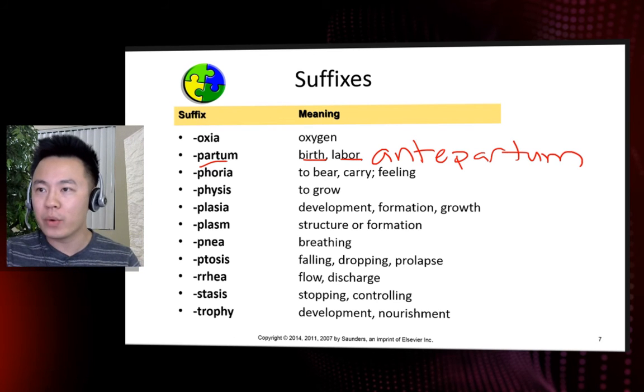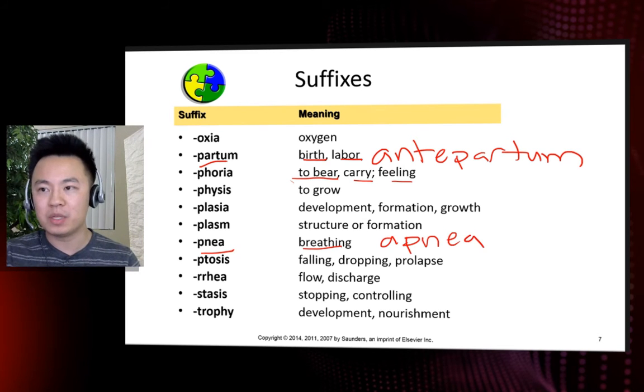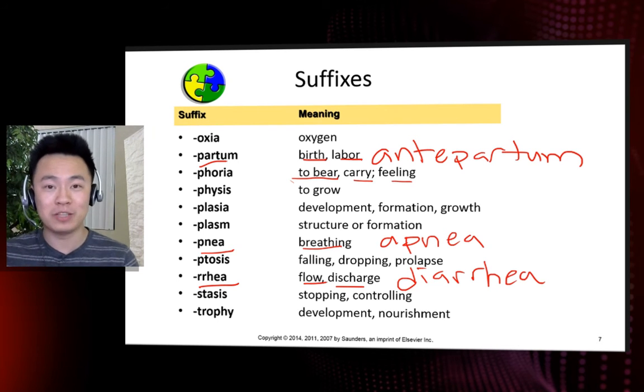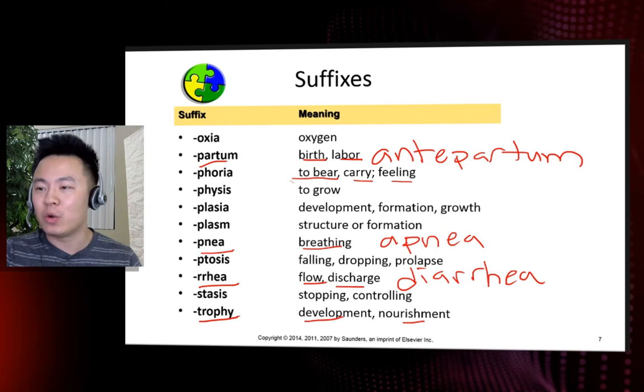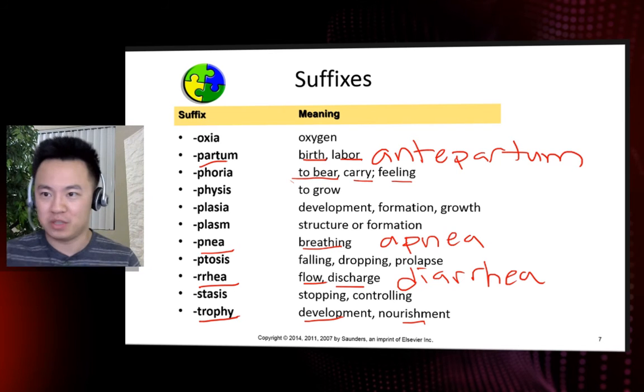We also have phoria, which means to bear, carry, or feeling. We have pnea, which means breathing. For example, apnea is a term you might come across. Apnea means a condition of not breathing. We also have rhea, which means flow or discharge. We definitely know what this one is, diarrhea. I don't need to explain too much about diarrhea, but we definitely know this means a complete discharge of feces or fecal matter from the rectum. We also have here trophy, which means development or nourishment, not to be confused with a trophy that you win from a competition. So don't confuse those.